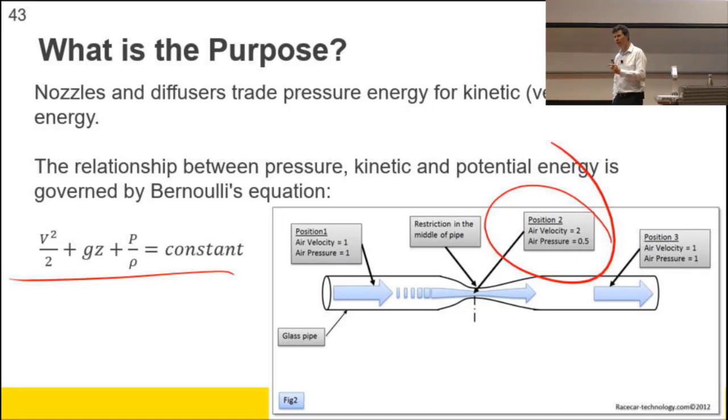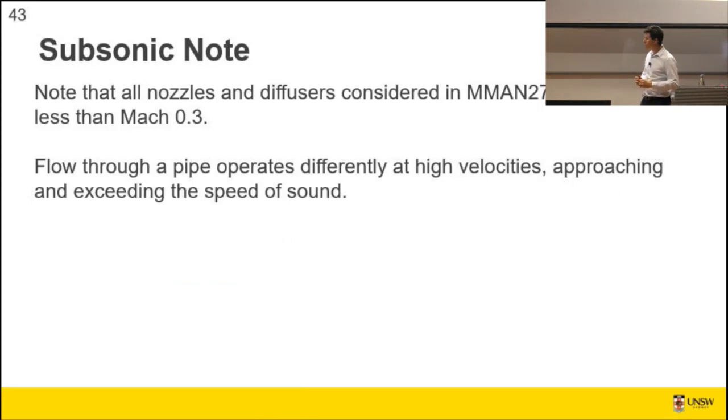So nozzles and diffusers are what we do to exploit our trade-off between pressure energy and kinetic energy. Just a little note: everything we talk about is subsonic. At speeds approaching the speed of sound and beyond, fluid in a pipe behaves very differently, and we will address that in MEC 3610 Advanced Thermofluids if you choose to join. I don't think anyone who's done 2600, did they mention supersonic flow at all? Half a dozen people put their hand up. Supersonic flow, yes? Okay, so you'll do it in 2600.